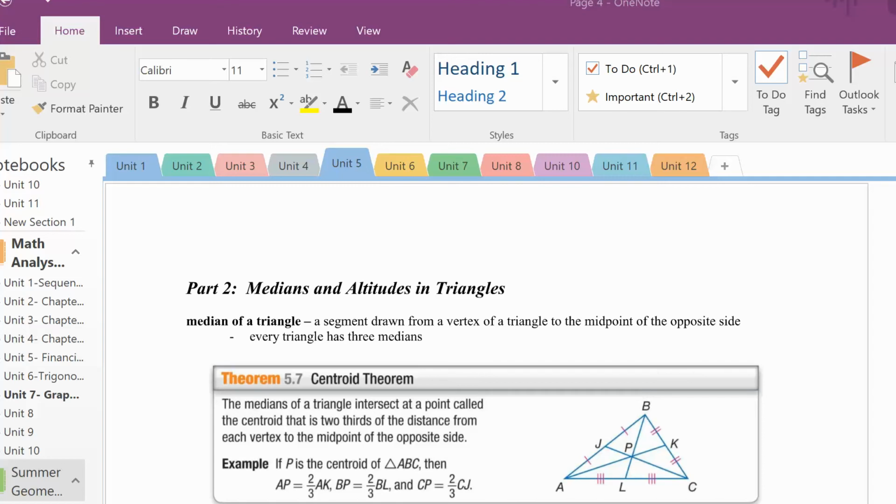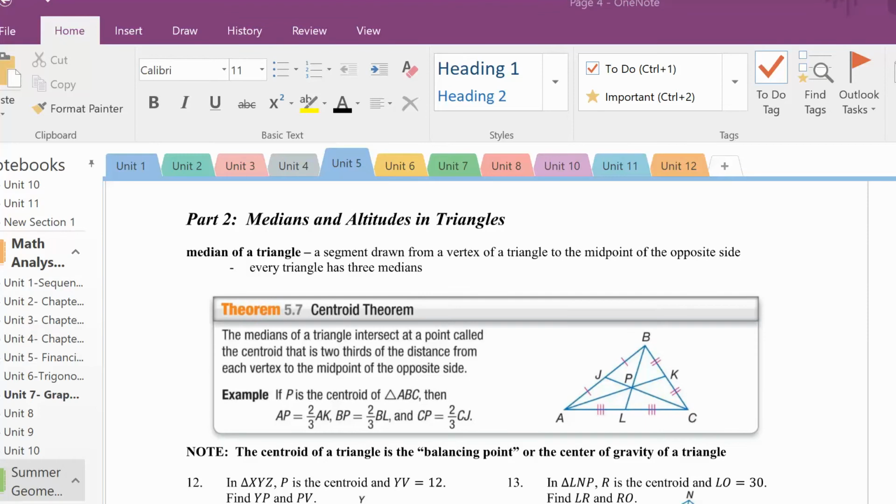Welcome to Unit 5, Part 2. Here we'll talk about medians and altitudes in triangles and what happens when all the medians and all the altitudes of a triangle meet. First, the medians.